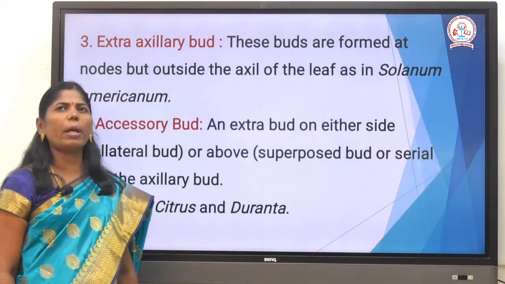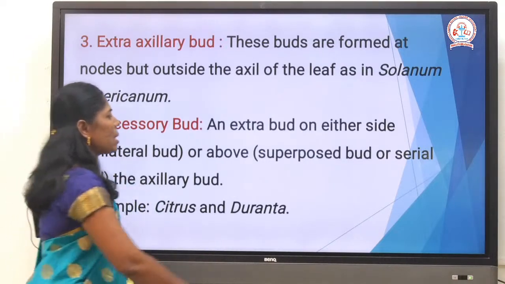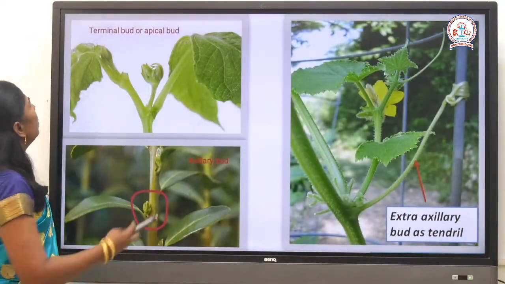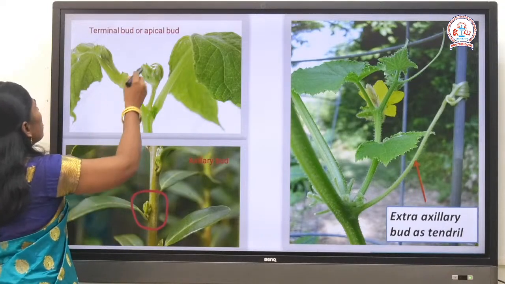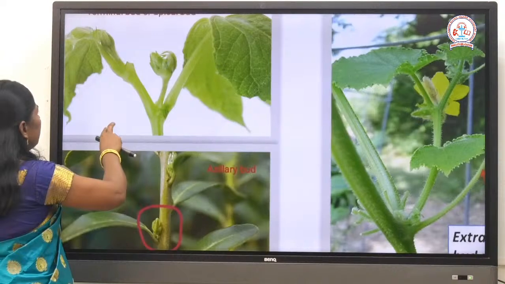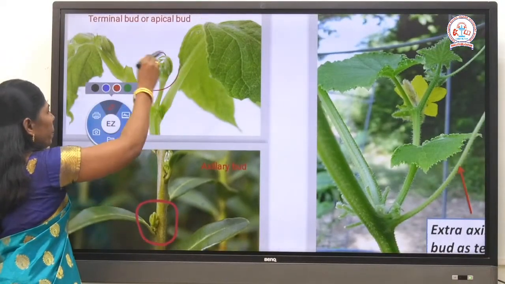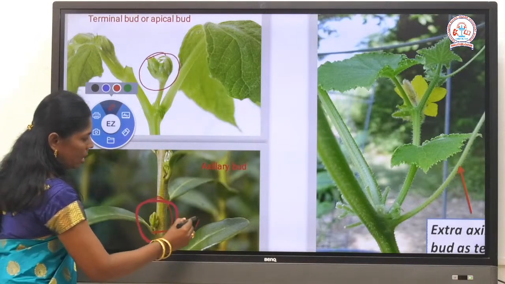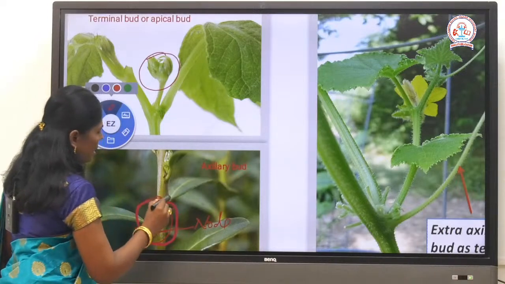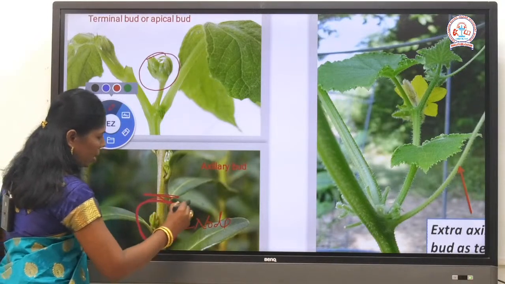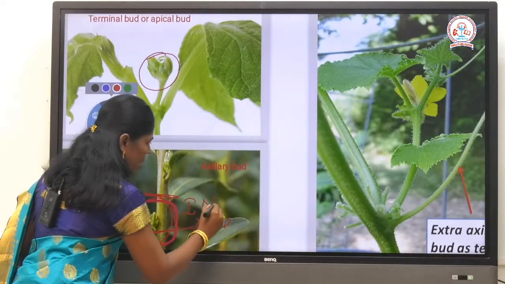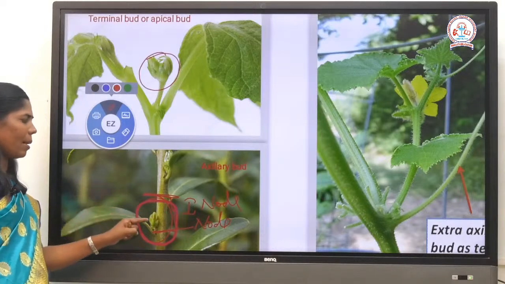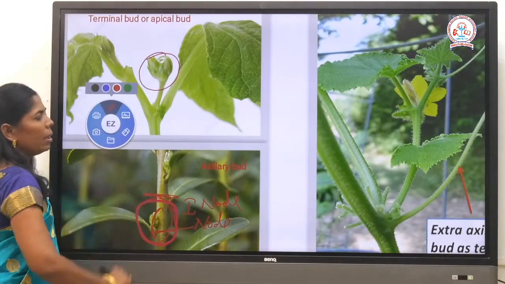And the third one is the extra axillary bud, and another one is the accessory bud. See the diagram. This is your terminal region. This bud is in the terminal region, so this is called a terminal bud. The axillary bud is in the axillary region. This region is considered a node, and this is another node. In between, this is the internode. The bud comes between the two nodes. So this is an axillary region.